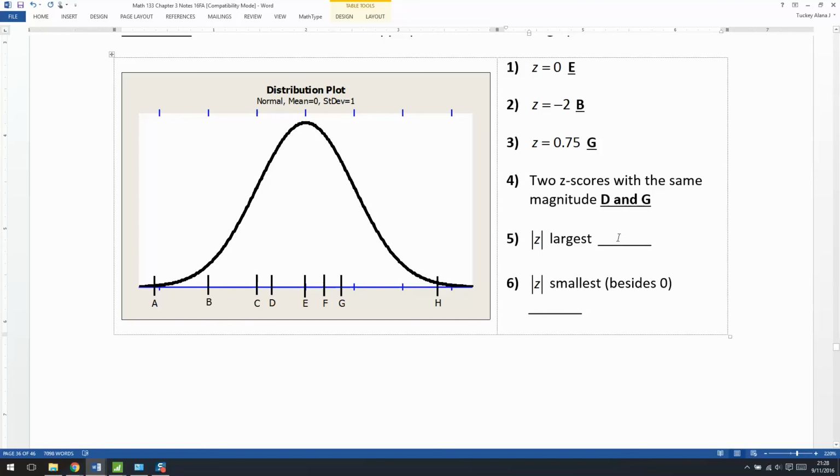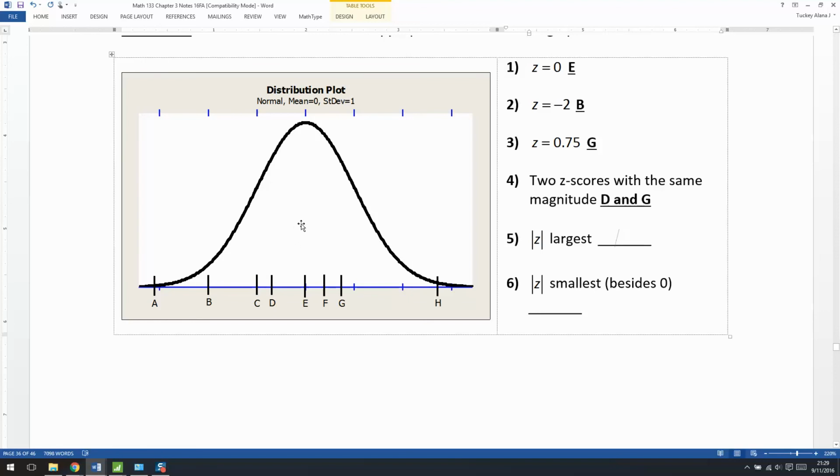All right, now let's see here. Which one has the absolute value of Z being the largest? Okay, that would mean that the z-score point is as farthest away from the center. Well, there's only two options there, A and H. Okay, but if you look at A, it is beyond 2 or 3 standard deviations away. You can see the little 3 standard deviation mark right there, right?